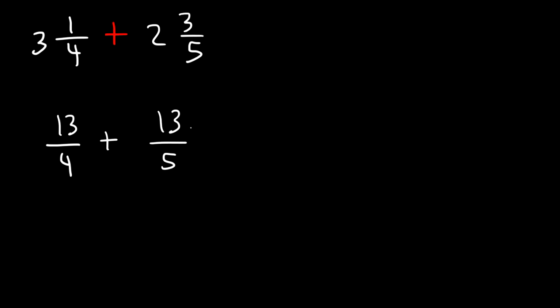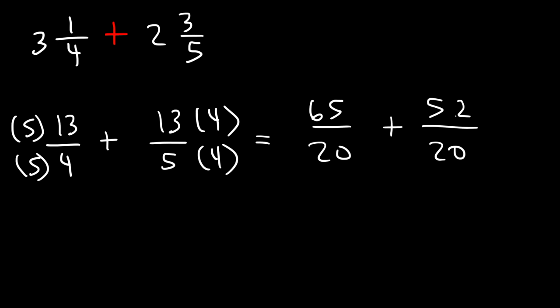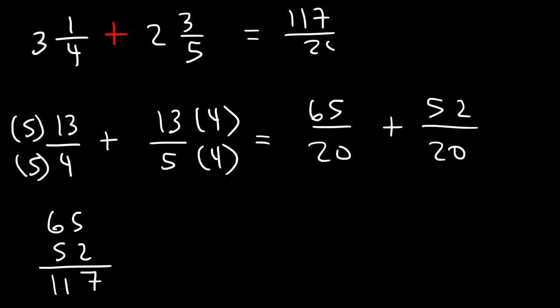Now to add these two fractions, we need to get common denominators. So the common denominator between 4 and 5 is going to be 4 times 5, which is 20. So I'm going to multiply this fraction by 4 over 4, and the other one by 5 over 5. Now 13 times 5 is 65. 5 times 4 is 20. 13 times 4 is 52. So now we need to add 65 and 52. So 5 plus 2 is 7, 6 plus 5 is 11. So that's going to be 117 over 20.